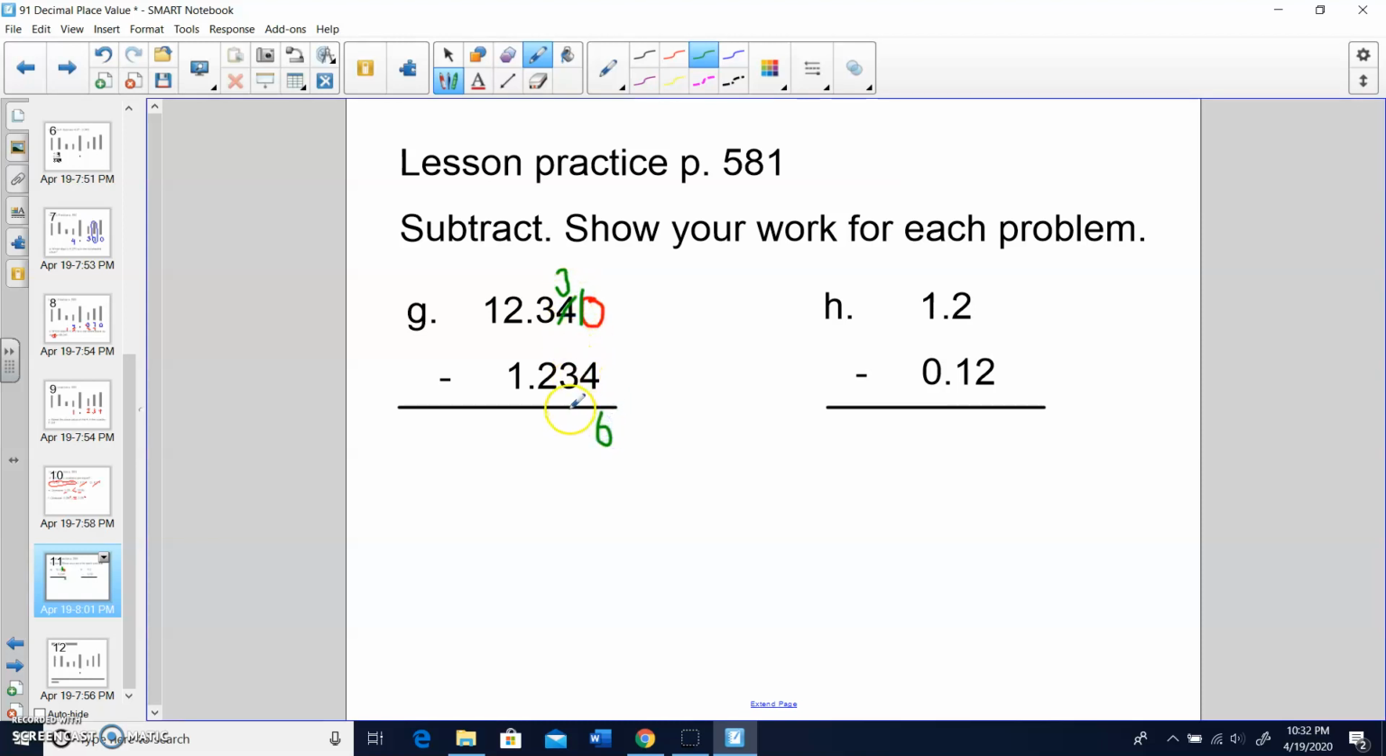3 minus 3 is 0. 3 minus 2 is 1. Decimal point straight down. 2 minus 1 is 1. And then 1 minus nothing is 1. Okay, go ahead and try H.